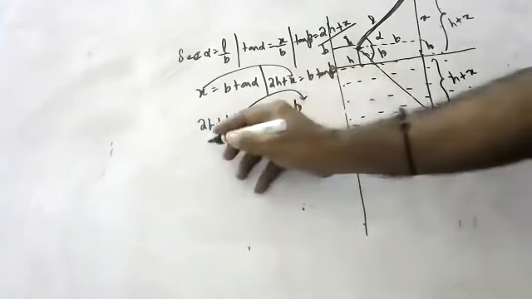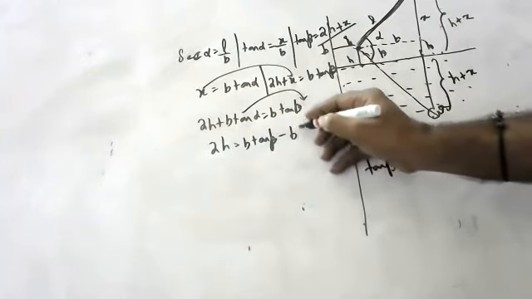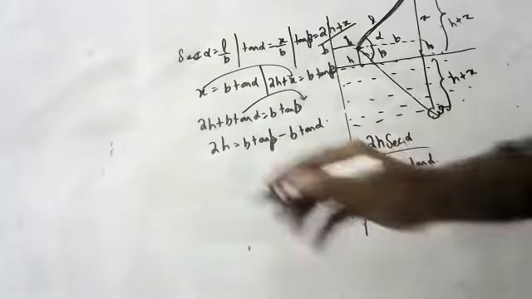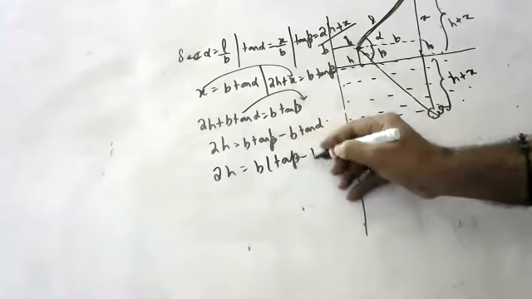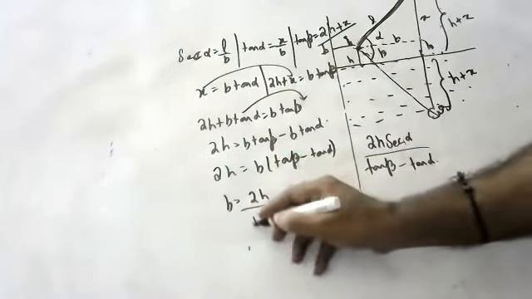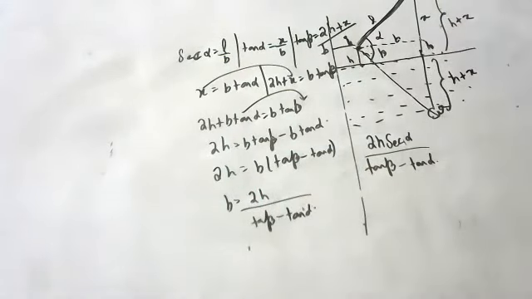Bring this here, children. 2h is equal to... please keep copying, children. Don't sit idle, please. B tan alpha. After the class, once you practice all the sums, enough. 2h is equal to b into (tan beta minus tan alpha). So b is equal to 2h by (tan beta minus tan alpha). This is only b, children.